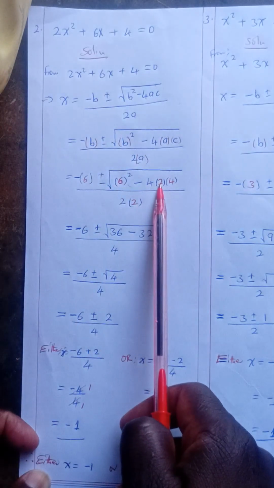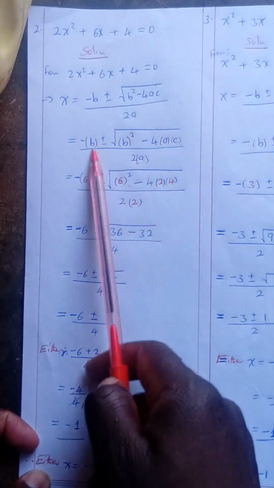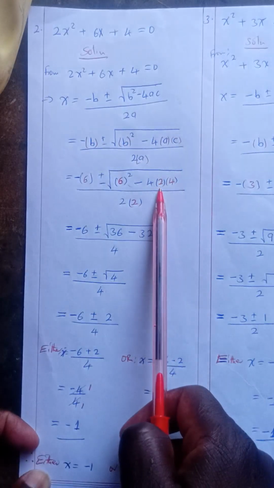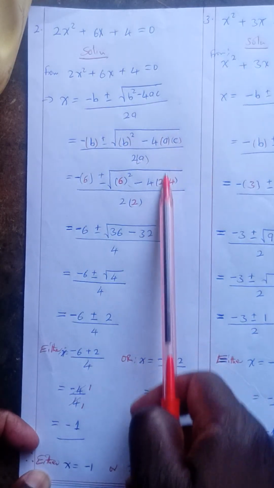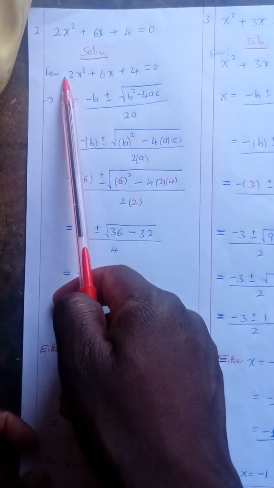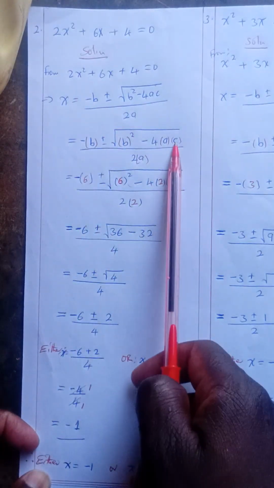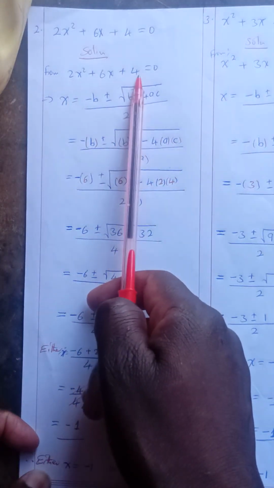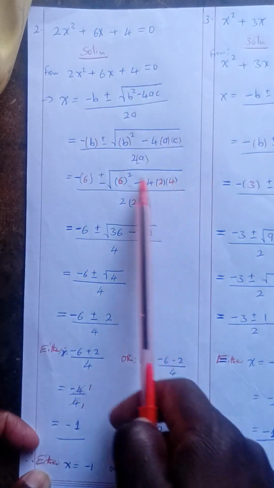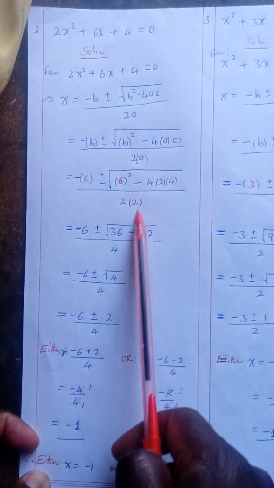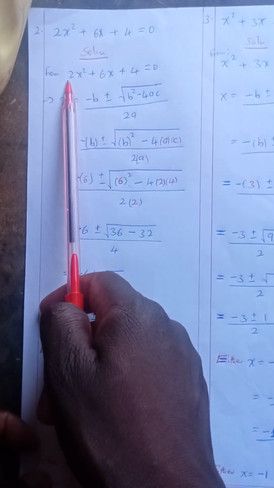Then inside here we have 2. We just copy this same thing, which we're going to substitute only. Then where there's A, you put the value for A. The value for A is 2. Then the value for C here is 4. That's why we have put 4 here. Then where there is A, this A is 2 because our A is here.